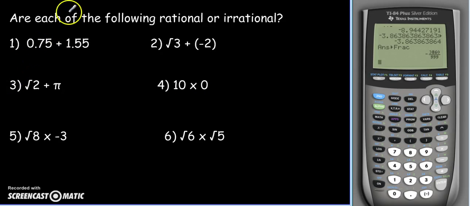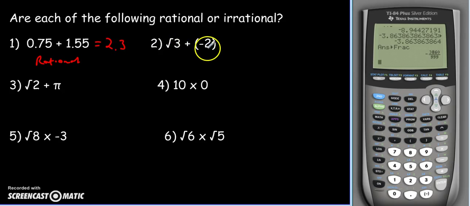Alright, so here are some questions. Are each of the following rational or irrational? What is 0.75 plus 1.55? If we use a calculator, we should get 2.3. Based on the definitions above, this would be a rational number. That's because this is a terminating decimal.